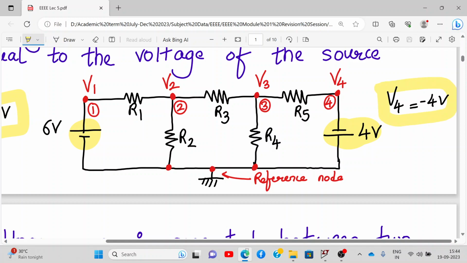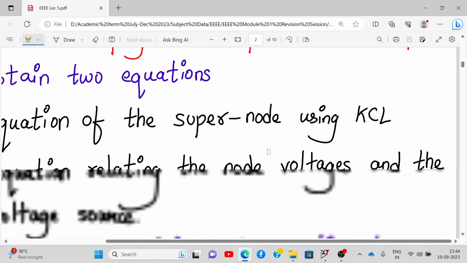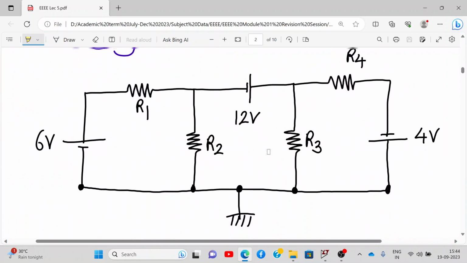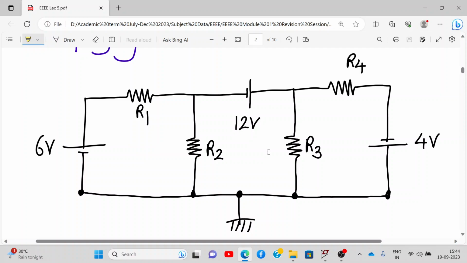Now let's see another example. Let's consider this circuit. Here also we need to apply nodal analysis. It's very obvious that the bottom nodes over here are one and the same. So these are all reference node, my reference or ground node. So first of all, we need to define the reference or the ground node.